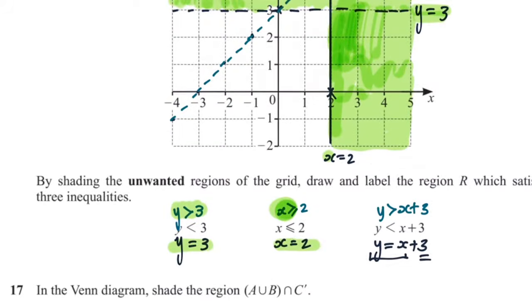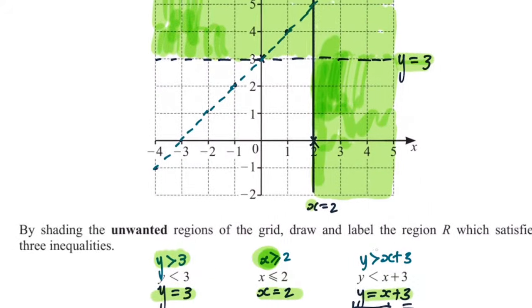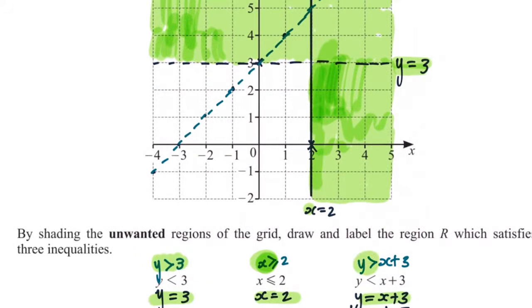Then you go to y equal to x plus 3. Then you're going to shade y greater than. So you shade above this slanted line. We shade above it. The y greater than. So we shade above the slanted line. Then we remain with the region, which is the region we'll call our R. There we go. Region R.